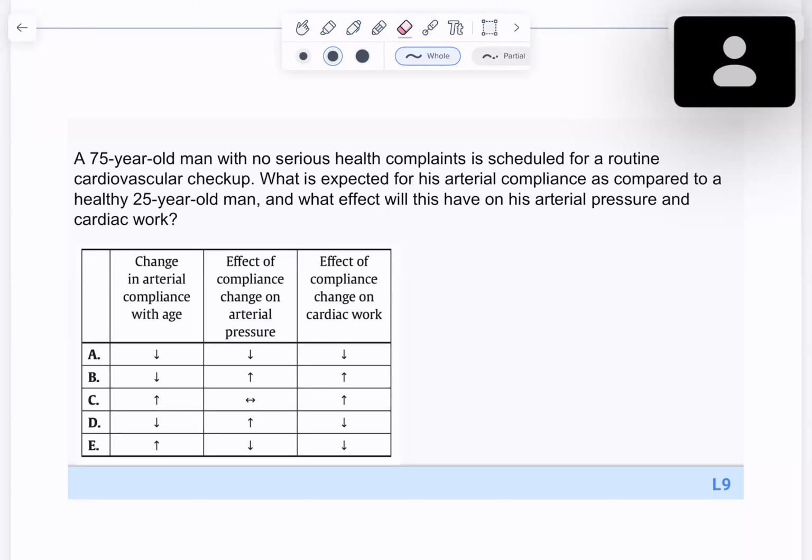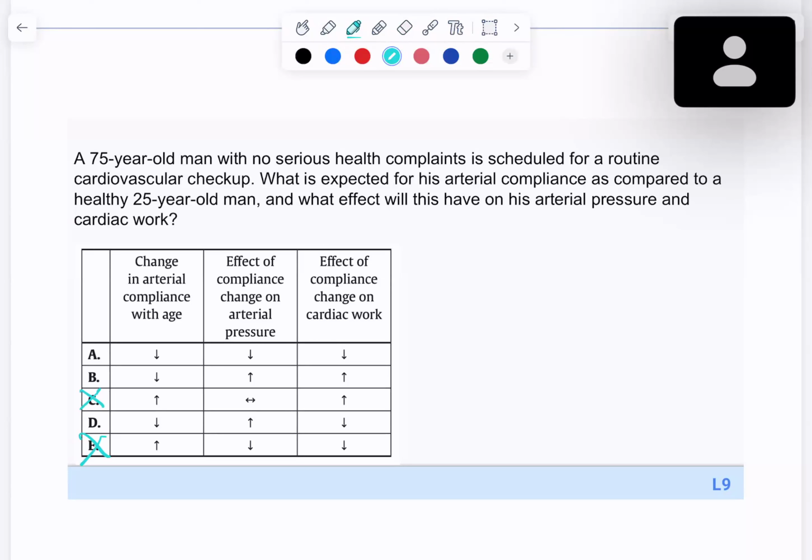When you have a stiff vessel, you can't fill it up with as much fluid, right? It won't expand as much as one that has a lot of elastin and is willing to accommodate the amount of fluid you're putting in it. And so compliance is going to decrease. So I can eliminate E and I can eliminate C.